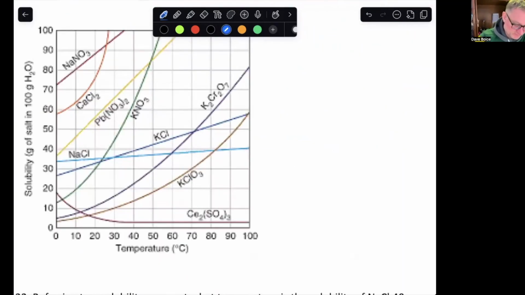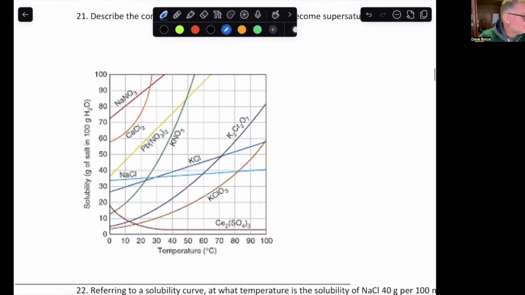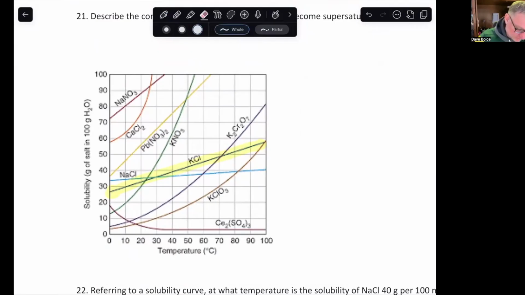here's my chart. Let's take a look. Everyone see this? So let's look at KCl here. Okay. Now, if I were to, let's say, at 50 degrees Celsius, I want to dissolve 60 grams of solute. Then that is going to meet right here.